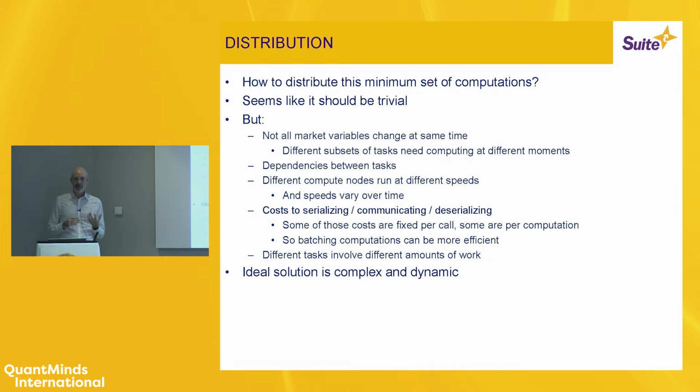There are dependencies between the tasks. So for example, we can't assign say, task X to compute node 1 and task Y to compute node 2 if task X requires the result of task Y in order to be computed. Okay, so there are dependencies that we need to worry about. On top of that, different compute nodes will be running at different speeds, and those speeds will be varying over time. And there are costs to serializing, communicating, deserializing in order to do this distribution.